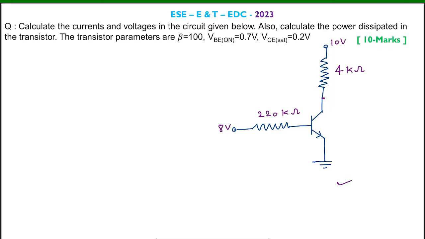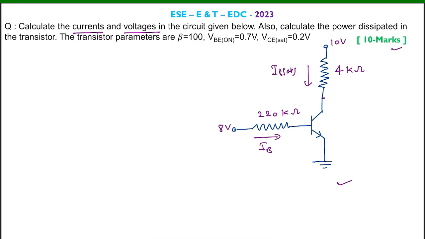So this is the question they had asked in the Engineering Services Examination, mains paper for Electronics and Telecommunication, from the subject of EDC, for 10 marks. As per the question we need to find out the different currents as well as voltages. With respect to current, we need to find out the base current IB and the collector current IC saturation. If it is verified that it is working in saturation, then we will find this IC saturation. Otherwise, it is working in the active region.